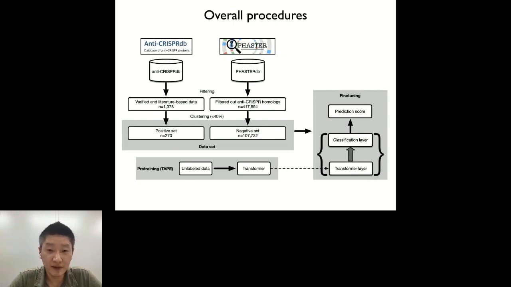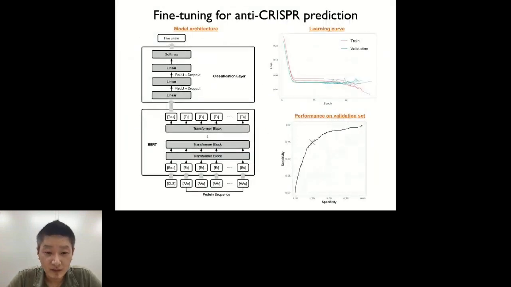For training and testing the prediction model, I collected anti-CRISPR and non-anti-CRISPR protein sequences from Anti-CRISPR DB and Phaster DB lists. The data filtering was performed to construct sufficiently verified anti-CRISPR and putative non-anti-CRISPR data. The clustering was performed at 40% sequence identity to avoid data bias. Hyperparameters and model architecture of a classification layer for the fine-tuned model were selected through 5-fold cross-validation.